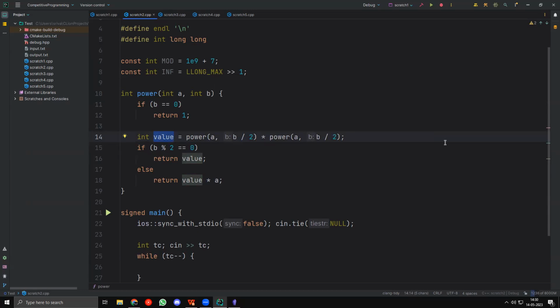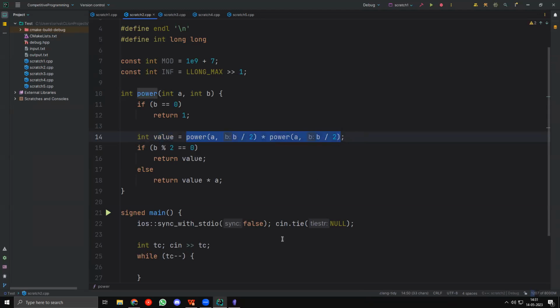Okay. Anirban is asking, shouldn't we initialize half power equal to 1 and then multiply with power a comma b by 2? No, that's not necessary, Anirban. Why would that be necessary? Okay, you can type it in the chat while I will be discussing this. Okay. Now, the value equal to this thing.